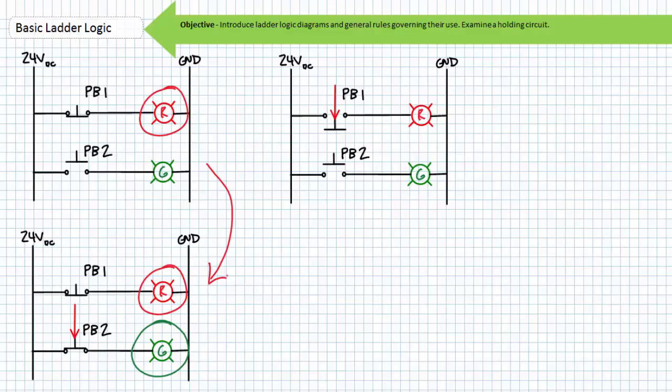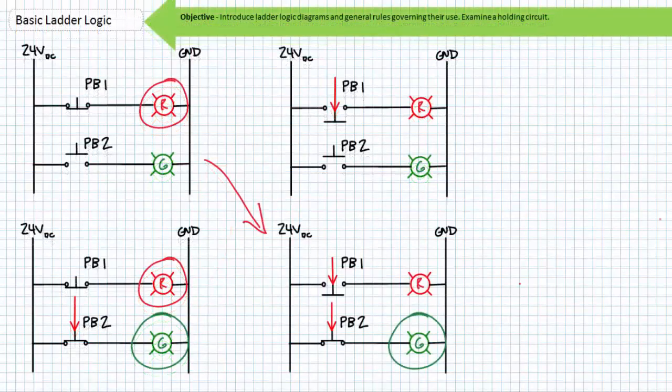Note I'm drawing normally open PB2 being actuated into its activated closed state. When an operator releases the momentary normally open PB2, the spring return returns PB2 back to its deactivated open state and the green light turns off. We're back at the start state.